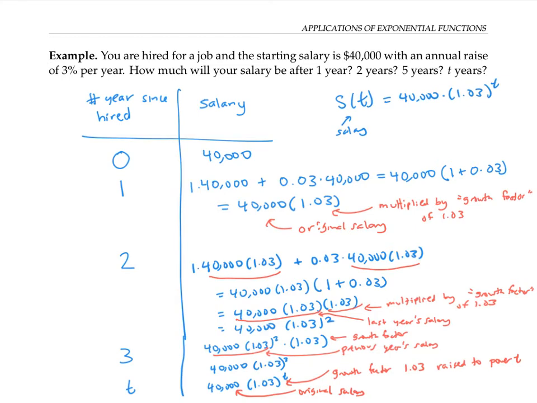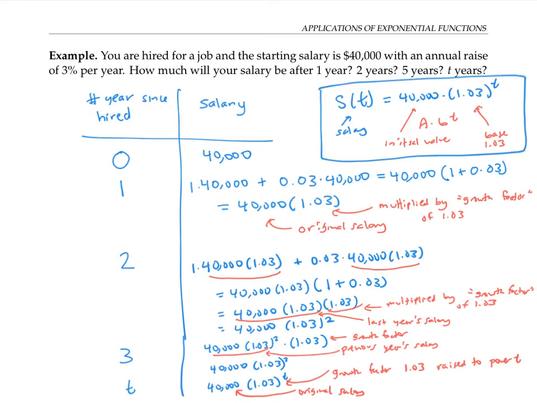This is an exponential function, that is, a function of the form A times B to the T, where your initial value, A, is 40,000, and your base, B, is 1.03. Notice that your base is the amount that your salary gets multiplied by each year. Given this formula, we can easily figure out what your salary will be after, for example, 5 years by plugging in 5 for T. I worked that out on my calculator to be $46,370.96 to the nearest cent.